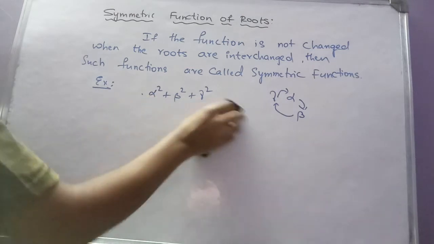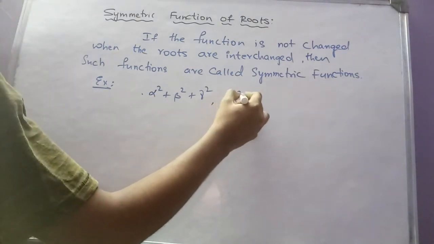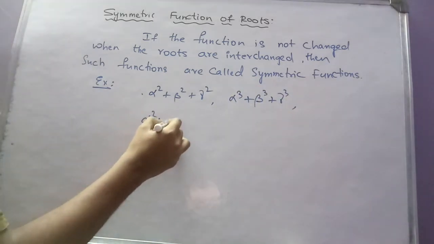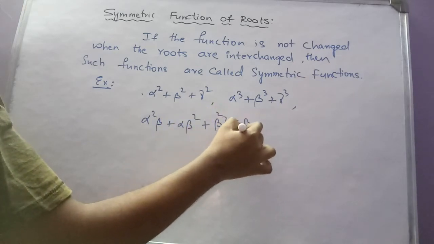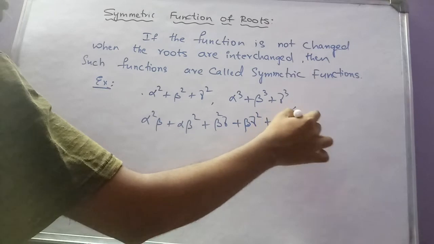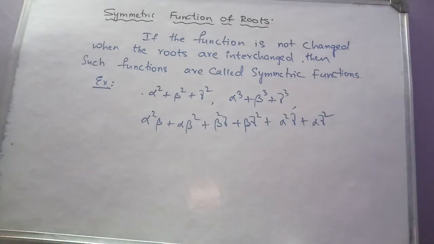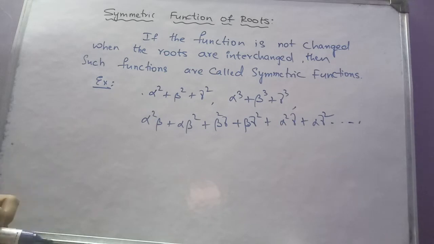Now, more examples. You can take alpha cube plus beta cube plus gamma cube, or you can take alpha square beta plus alpha beta square plus beta square gamma plus beta gamma square plus alpha square gamma plus alpha gamma square. This is one more example for the symmetric function of roots. Like this, there are more examples. We'll discuss all the symmetric functions of roots. We will derive their formulas in today's class, and at the same time we will see how to use them in the problems, right?